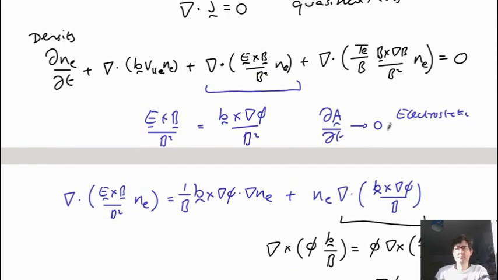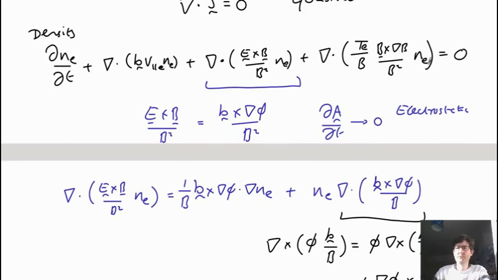And okay, next let's try and rewrite this term here. So take this magnetic drift term here of a density and a temperature, so this basically gives us a pressure.